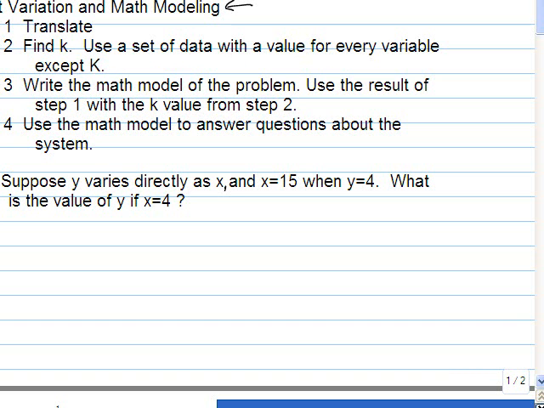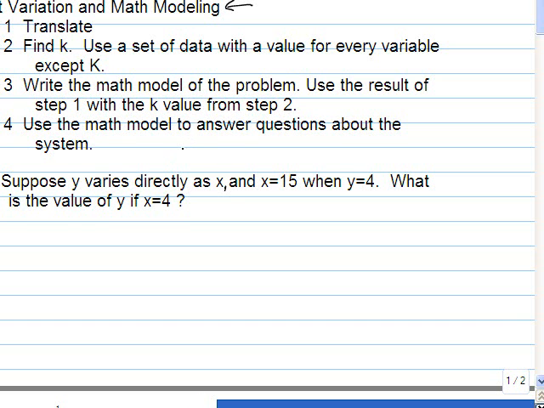If you have a value for every variable except k, as you'll see in the examples, that will allow you to solve for k. Now, step 3 is something that people don't normally do when they're doing these problems, but we're going to do it, and it's called writing the math model. When I give you this on a test, this is going to be part of the test question. And what this is then is a mathematical representation of a certain physical situation. So to find out what happens in the physical situation, you don't have to actually set it up and do experiments. Once this mathematical model is set up, you can just use that model to tell you what would happen as you change values for the different variables. And then finally, we'll use that math model to answer questions about the system.